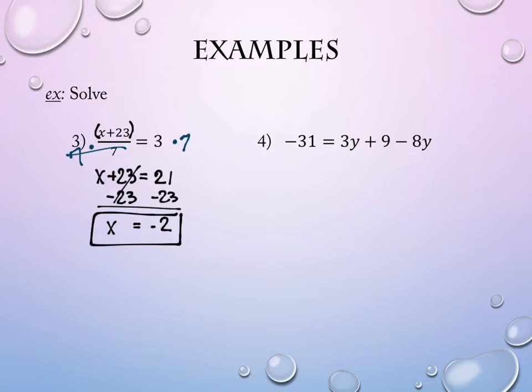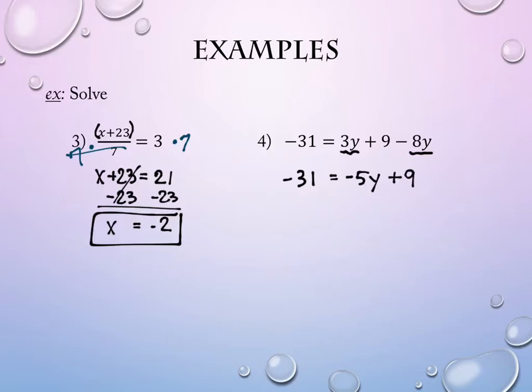All right, number 4. In number 4, we actually have 2 different components that can be combined. What can be combined right where they are? 3y, negative 8y. Yeah, these 2 are on the same side. They're like terms because they're both multiplied by y, right? Have y as a component. So we can start by combining those together. So what is 3y and negative 8y? Negative 5y.